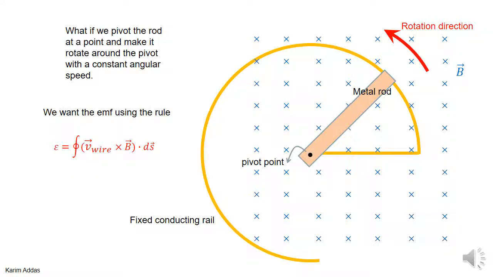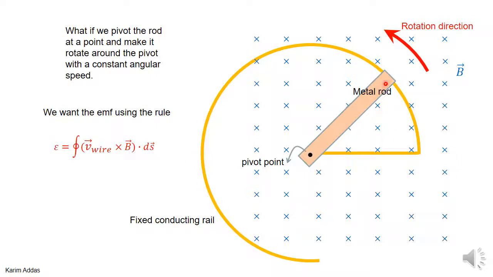So let's get the EMF in this problem of the rotating rod using this rule, the V wire cross B dot ds rule. And so we put the rod on a rail. So this is a rail, this is a conducting rail, and it's fixed in space, it doesn't move.